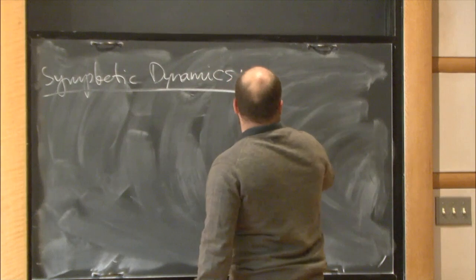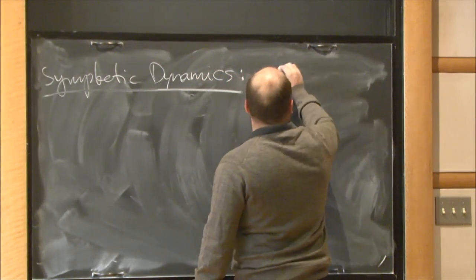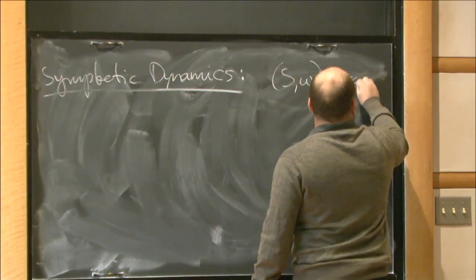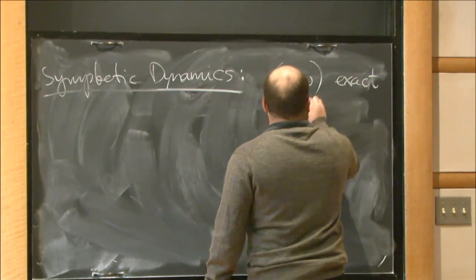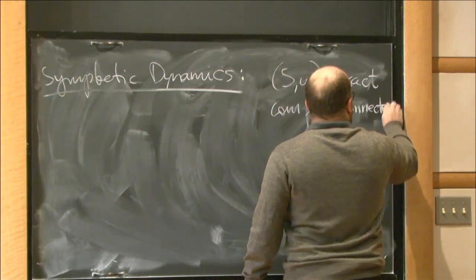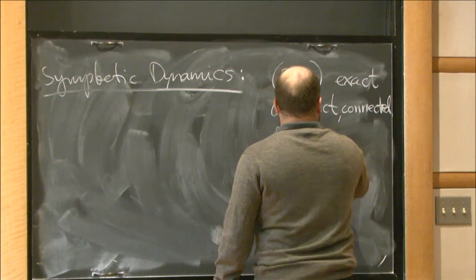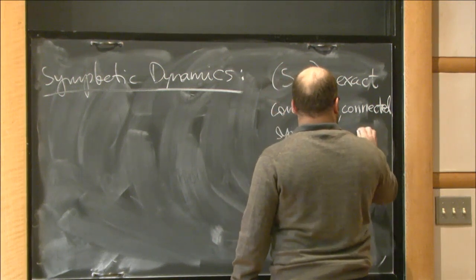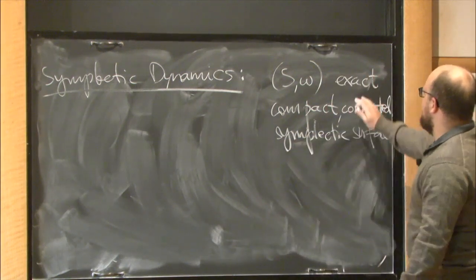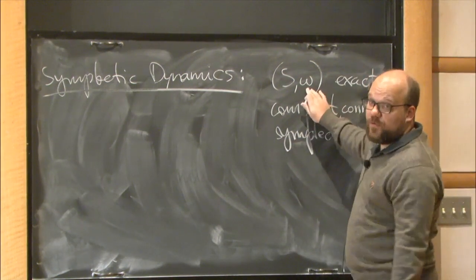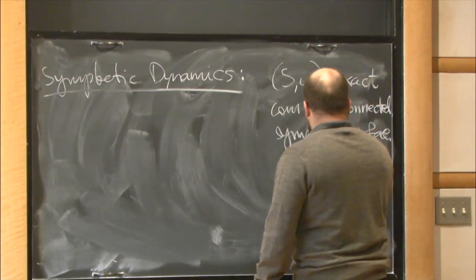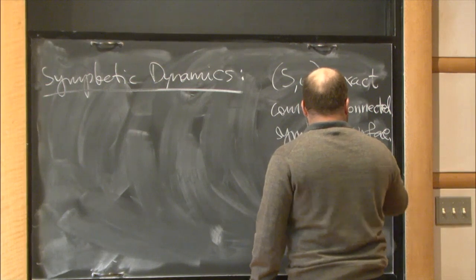So I would like to study the following setup. I'm looking at an exact, compact, connected, symplectic surface. Exact means the symplectic form is exact. A symplectic form in dimension 2 is just an area form. So in particular, the boundary is non-empty.